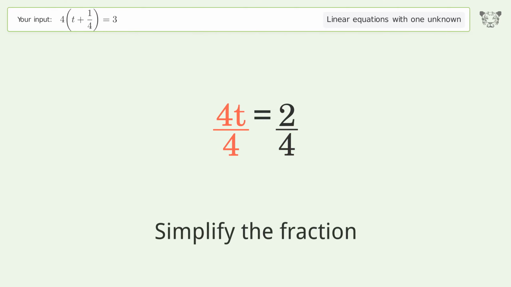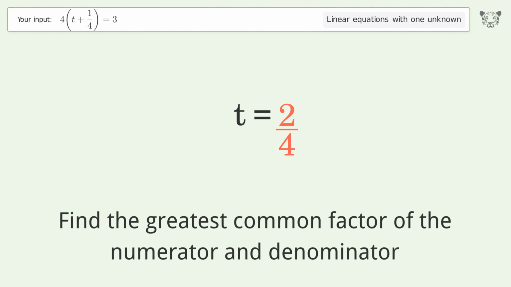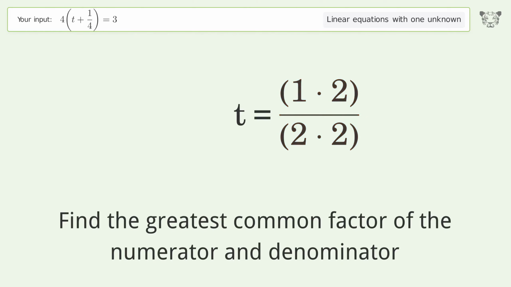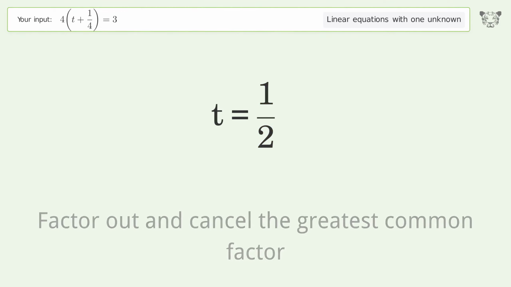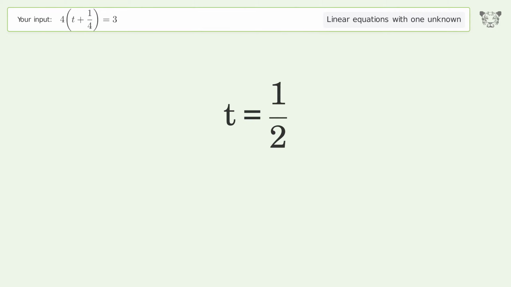Simplify the fraction. Find the greatest common factor of the numerator and denominator. Factor out and cancel the greatest common factor. And so the final result is t equals 1 over 2.